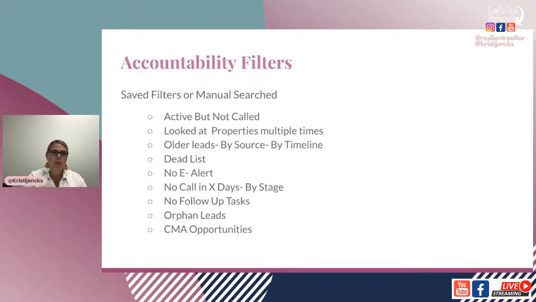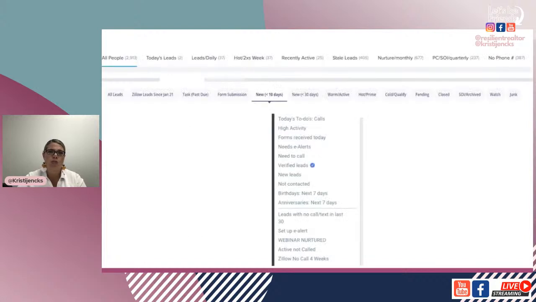That's an example. Orphan leads, basically people that said they already bought. We call those orphan leads, and we have an action plan where we're going to try to convert them to be a home seller in the future. And of course, CMA opportunities. So those are just a couple ideas on how you can sort through your leads.